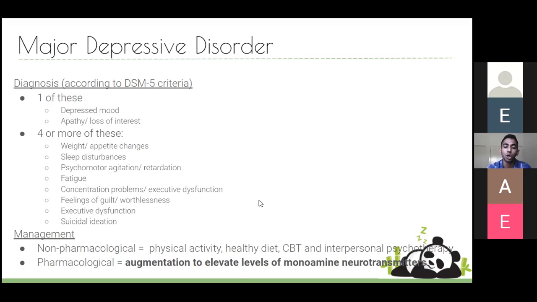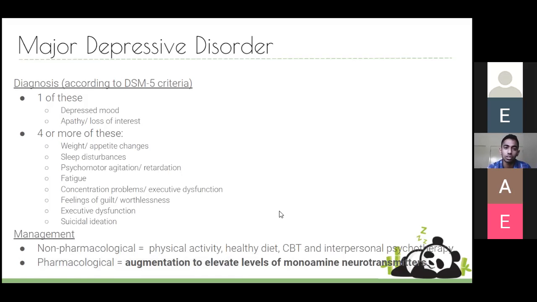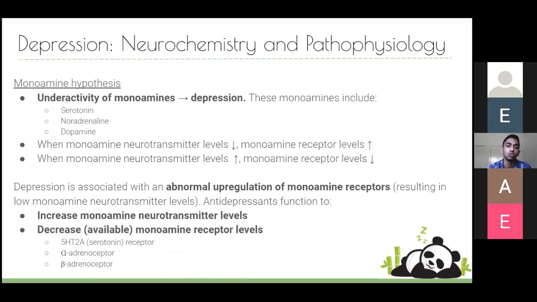We have all our non-pharmacological treatments first, so our physical activity, counseling, things like that, healthy diet, and then we have our pharmacological treatment. So we're going to increase the amount of monoamines at our receptors because that's really the problem with depression. So we'll talk about the neurochem and pathophysiology. So we've got this monoamine hypothesis, which says if you don't have many monoamines, so serotonin, noradrenaline, or dopamine, that's going to cause depression.